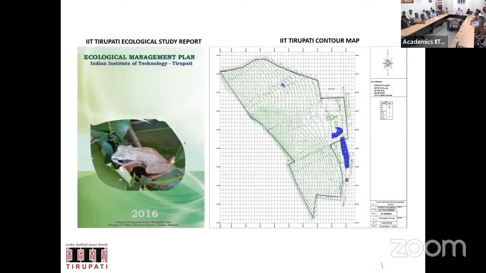So our objective is, how do we build a campus with minimal impact on the existing flora and fauna and the geological features here. You cannot do without impact. There's going to be an impact, but how to minimize it?